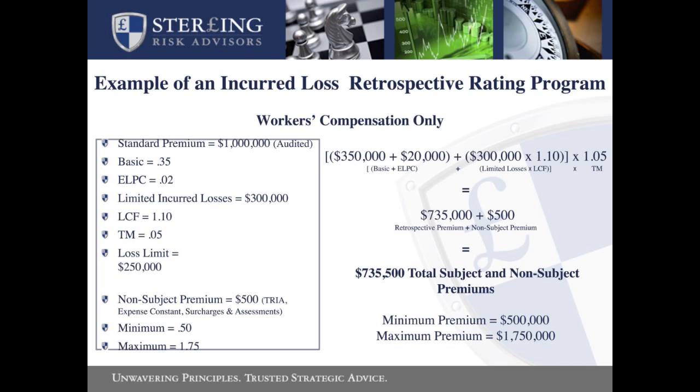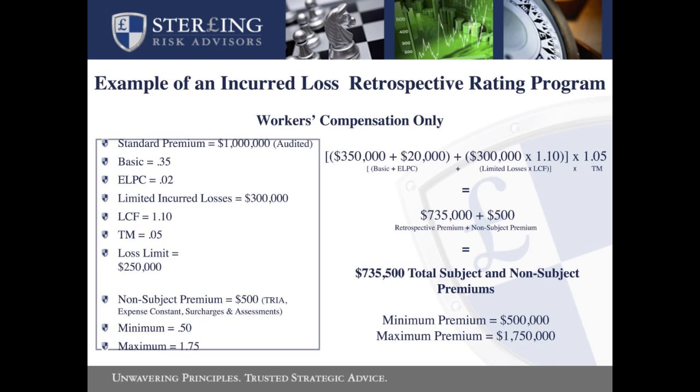We had non-subject premium, which is TRIA, and expense constants, surcharges and assessments. And we had a minimum on that of 50% and a maximum of $175,000, which means the minimum is what the insurance company is going to charge after the fact. And as Doug pointed out, the opportunity is you paid in $1 million. You might only pay half of that, 50%, because that's the minimum. But if your losses are not very good, you could pay $1,750,000. So you have an upswing and a downswing on this type of program.